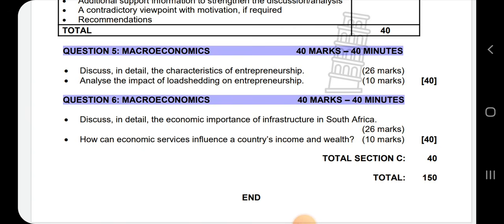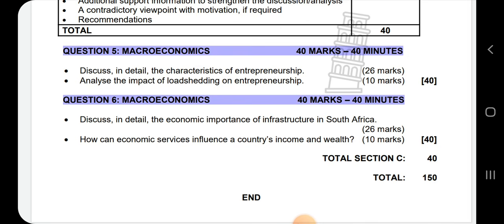Question 5 says, discuss in detail the characteristics of entrepreneurship, and then analyze the impact of load shedding on entrepreneurship. So question 5 is easy, even without looking at question 6. The characteristics of entrepreneurship, and then you just say the impact of load shedding on entrepreneurship. So how does load shedding impact entrepreneurship?